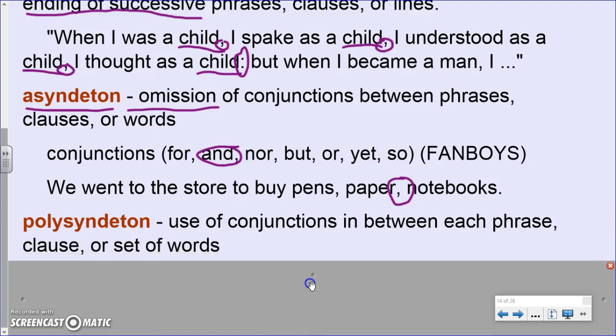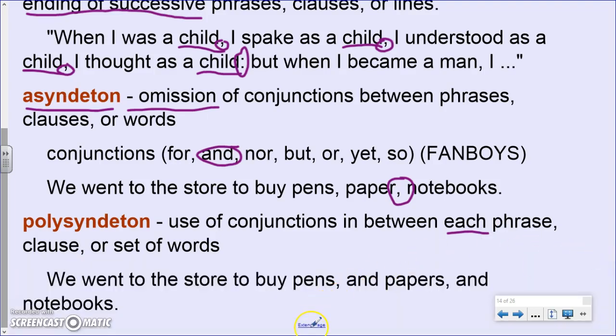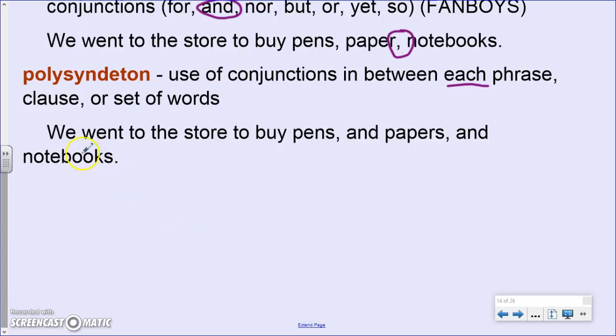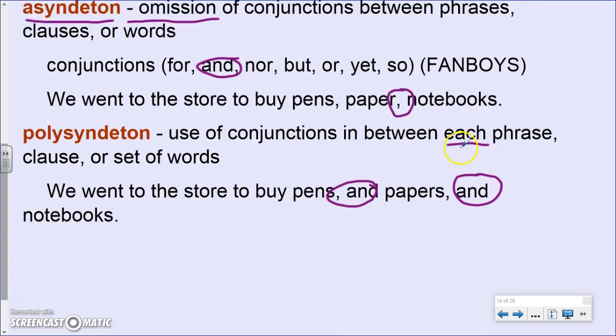Okay, the last one we have is polysyndeton, which is the opposite of asyndeton. So it's the use of conjunctions in between each phrase, clause, or set of words. This is every single one. It's not just one of them, but all of them. So we went to the store to buy pens and papers and notebooks. So that idea that it happens with every one. This one sounds a little grammatically incorrect too, because it's weird to say "and" over and over in the same sentence. But again, the author is making that choice of their words and their word order to emphasize something.